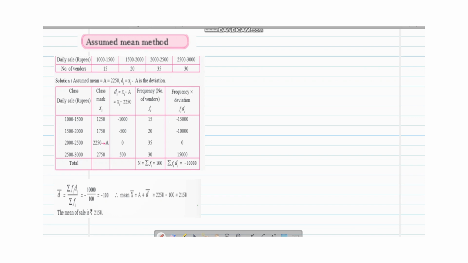So you will draw this table, then you will find the class mark. You know how you will find the class mark. Class mark formula is upper limit plus lower limit divided by 2. So 1000 plus 1500 will be 2500, then 2500 divided by 2, this will be 1250. Okay, then after this you are going to find mean. Okay, so in this they have assumed this one as assume mean.